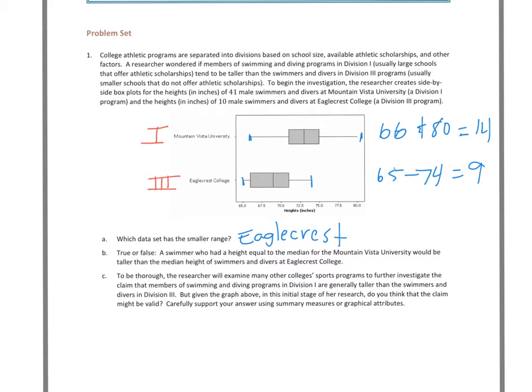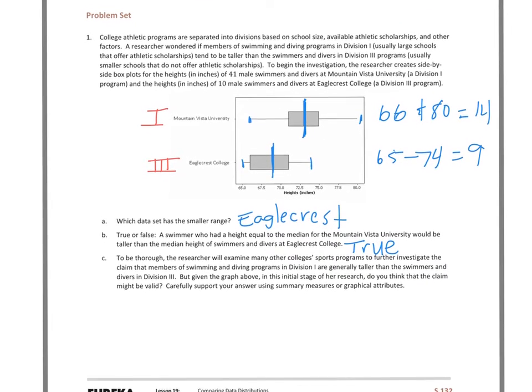B says true or false. A swimmer who had a height equal to the median for Mountain Vista University would be taller than the median height of swimmers and divers at Eagle Crest. So here is the median for Mountain Vista, and here's the median height for the other one. And it looks like, yes, Mountain Vista median is bigger than Eagle Crest median. So that's true. It's not asking us to explain, but we can see inside the box plot that the median of Mountain Vista is much higher, right around 73, and Eagle Crest is right around 68, we'll say, or 69.